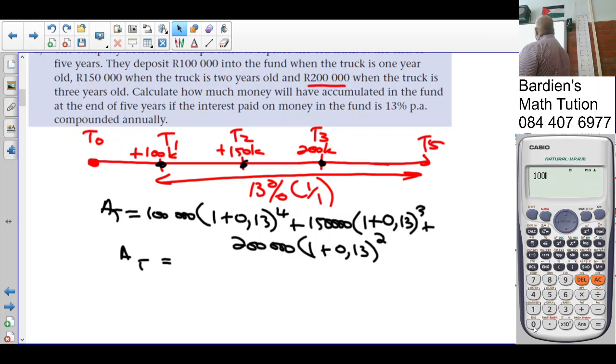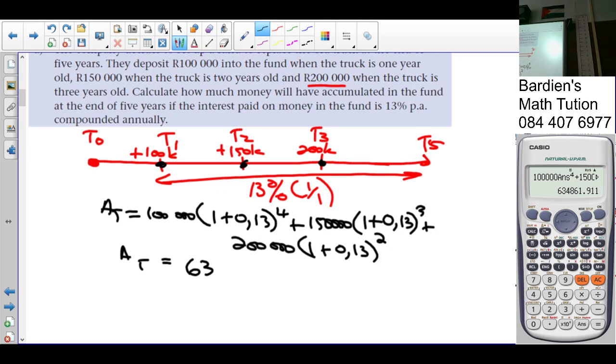So it's going to be 100,000 answer to the exponent 4 plus 150,000 answer to the exponent 3, 200,000 to the exponent 2. That is 634,861 rand and 91 cents.